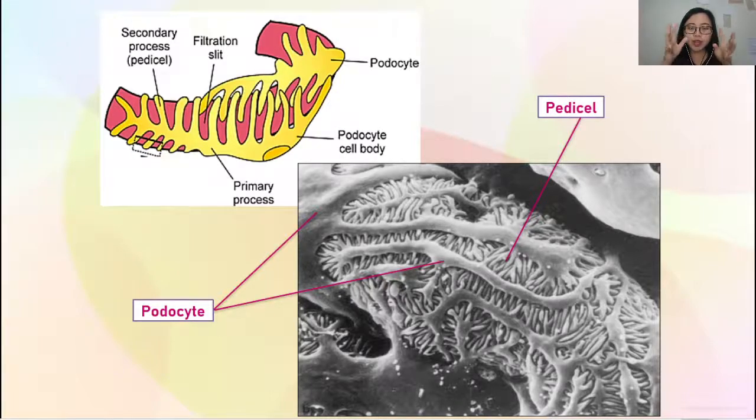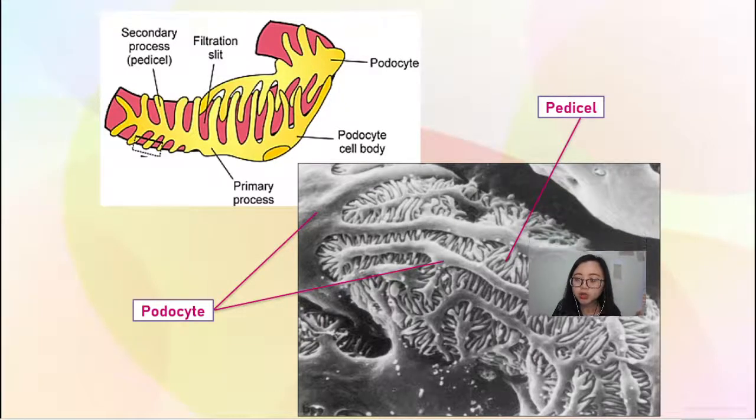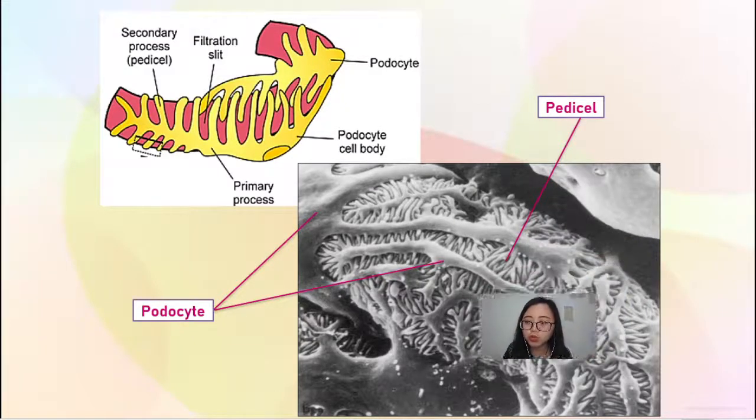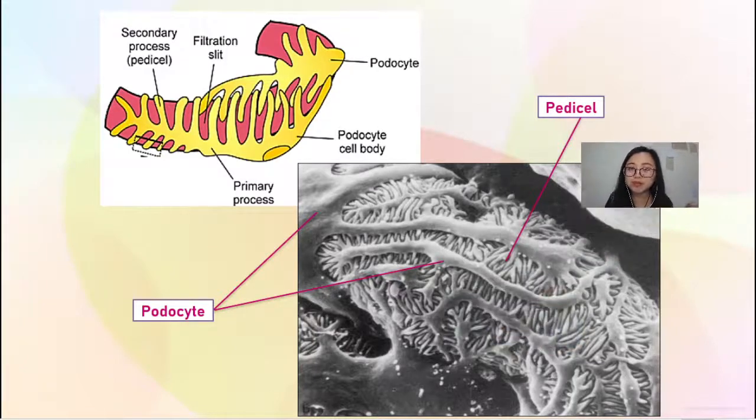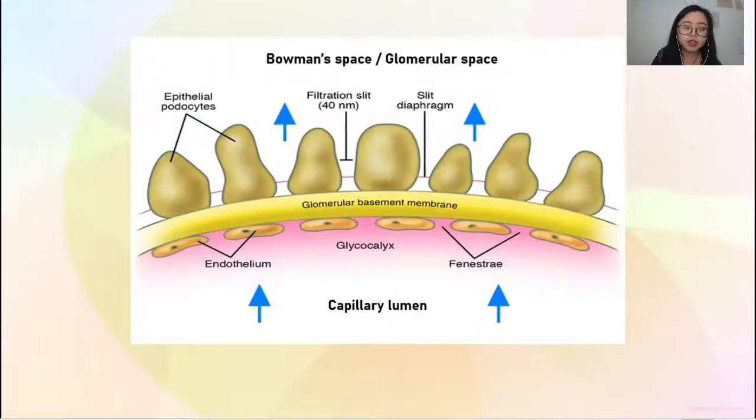Di antara pedicel tu akan ada ruangan untuk benda-benda yang kita mahu filter. So water, solutes, all that stuff is going to go through these little holes. But bigger stuff cannot pass through those holes, those filtration slits. So this is what it looks like if you cut it and look at it from another angle.